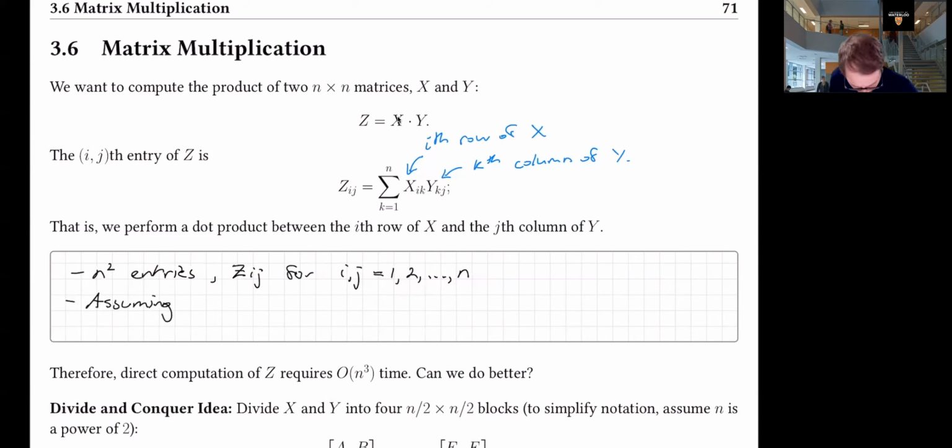So assuming each entry has a value independent of n, multiplication is constant time, but to compute a Zij, I have to do this sum of n terms, right? So it's order n time to compute Zij.